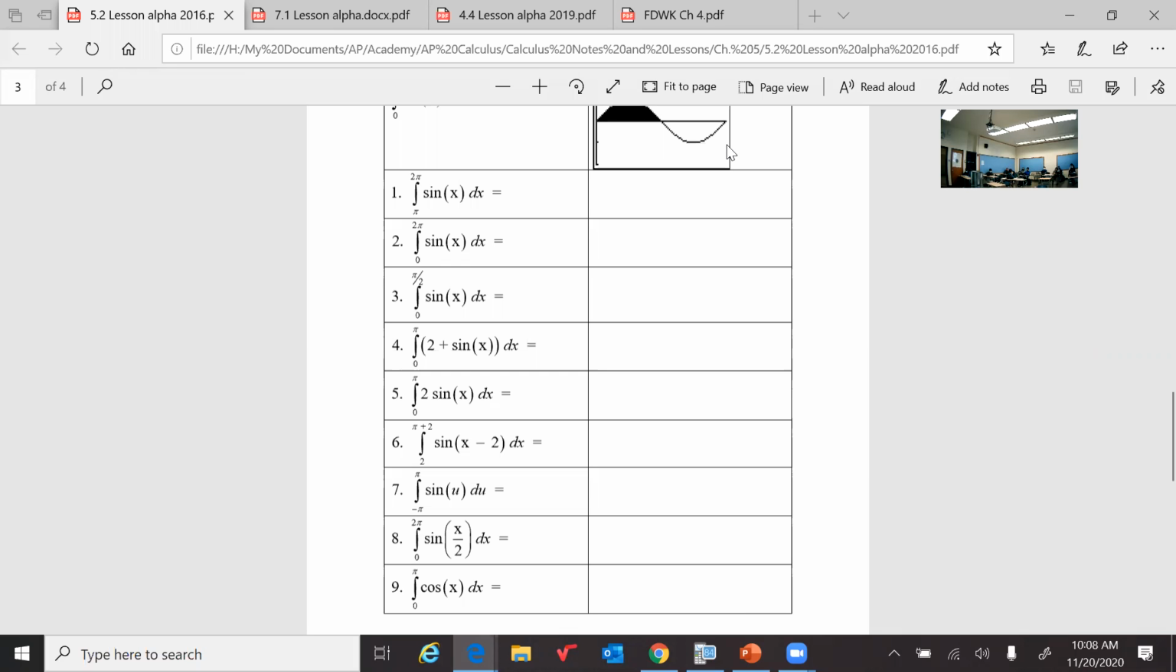So, the answer to 2 is 0. Why? Because you're going from 0 to 2 pi. So the area above the axis and the area below the axis would add to 0. Right? And the justification would be 2 plus a negative 2 is 0.